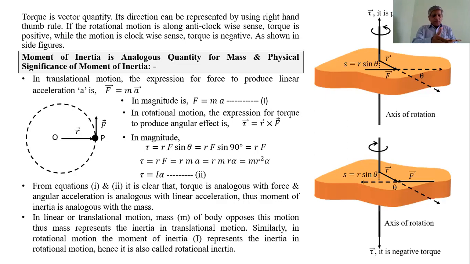This is for horizontal circular motion. But if this is vertical circular motion, at that time the thumb is towards you. Hence, that is considered as a positive vector. That means in that case, torque is positive. That can be shown in the first figure.